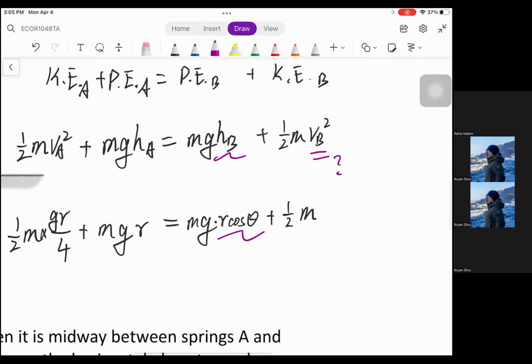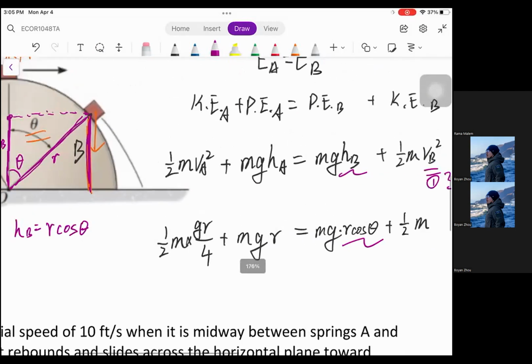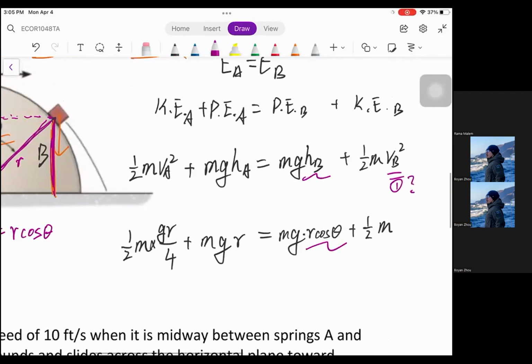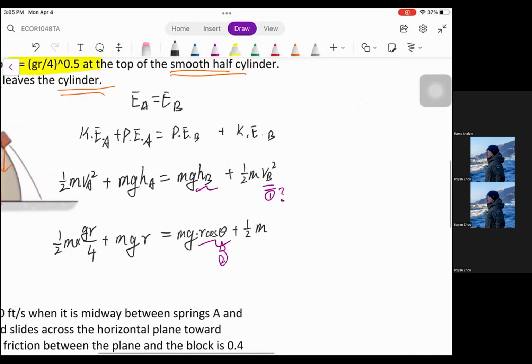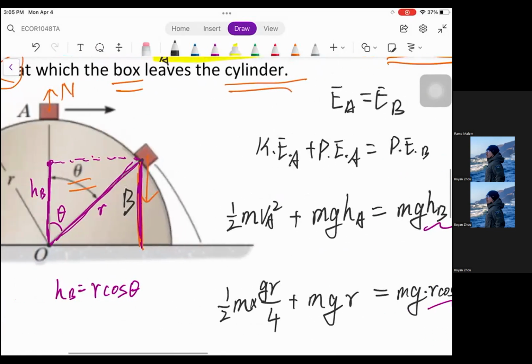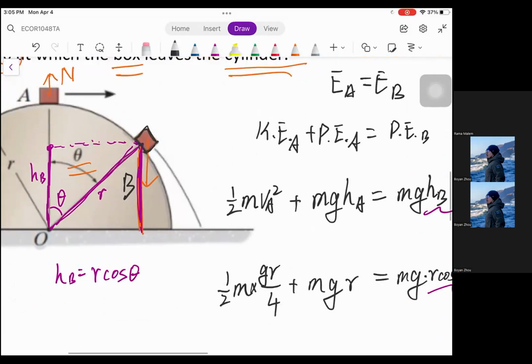So we have one unknown, and the other unknown is the theta, two unknowns. So we need to find another equation or some relationship to fill into this equation to find the VP. So now we are going to do the free body diagram on this box.